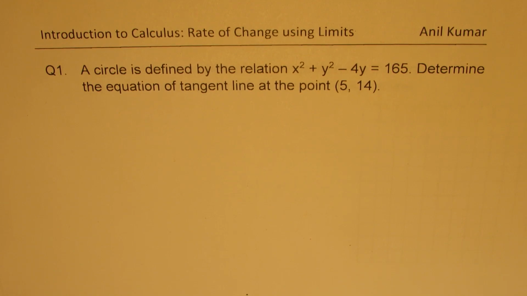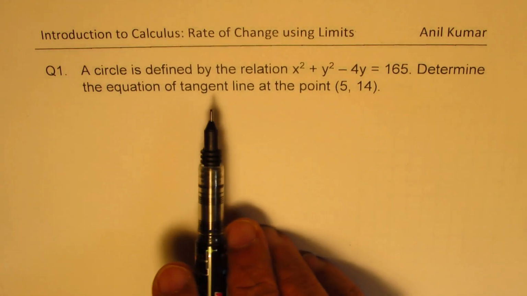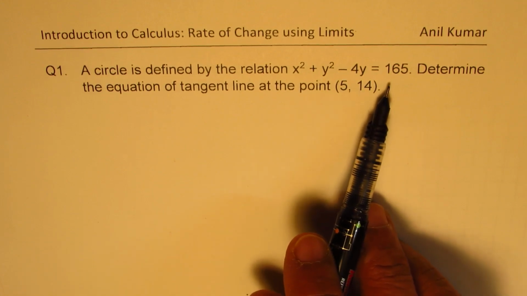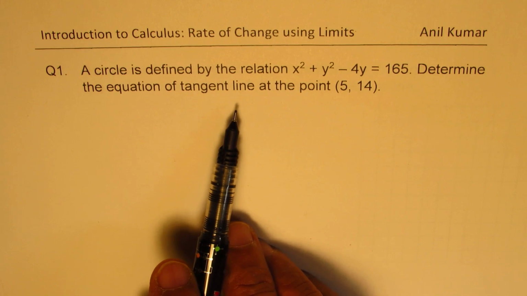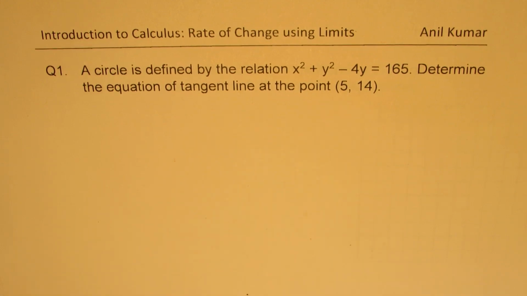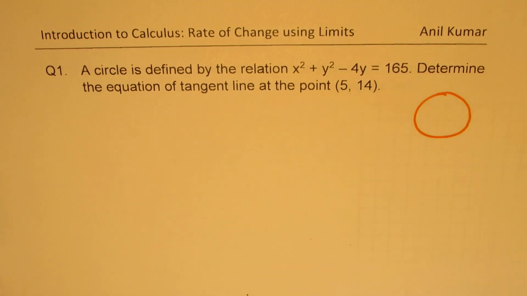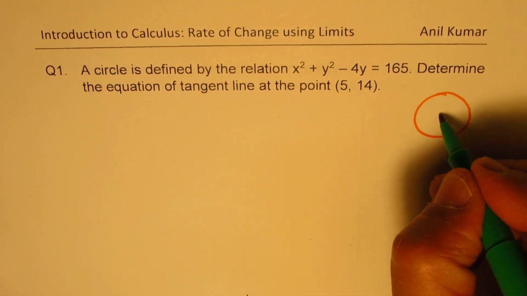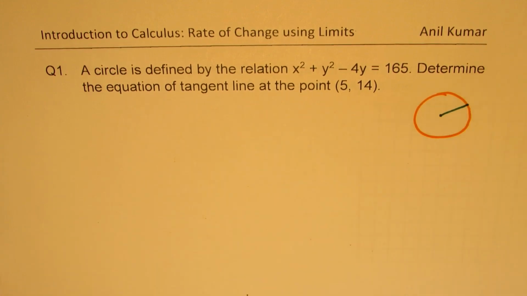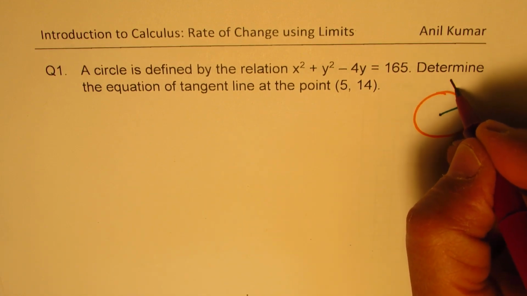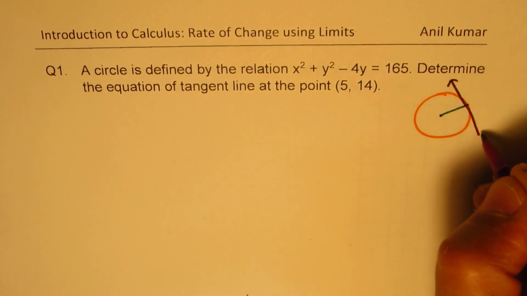So let's begin with question number 1. A circle is defined by the relation x squared plus y squared minus 4y equals 165. Determine the equation of tangent line at the point (5, 14). Now, here we need to find first the center of the circle, right? So we know the circle. We need to find the center of the circle. Once we find the center, we'll find slope of the radius, and tangent is going to be perpendicular to it, right? So that is the whole concept.